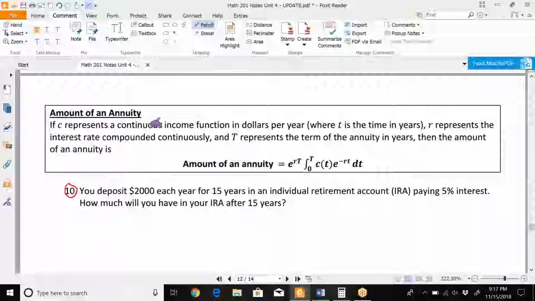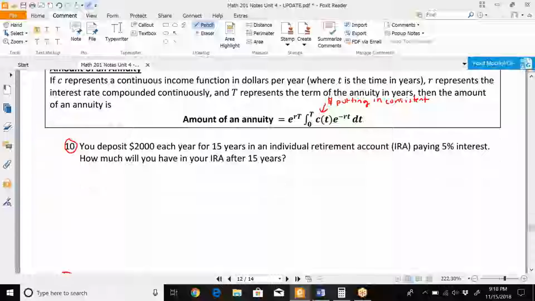But we did see a problem that said find the amount of the annuity. So it says if C represents a continuous income function, so C of T is a continuous amount of money that you are putting into your account every so many months or weeks or whatever it is you're measuring your time by. And it's consistent. And that's in dollars per year, where time is years. R represents the interest rate compounded continuously. That's why E is in this formula. And T represents the terms of the annuity in years. Then the amount of the annuity is as follows.